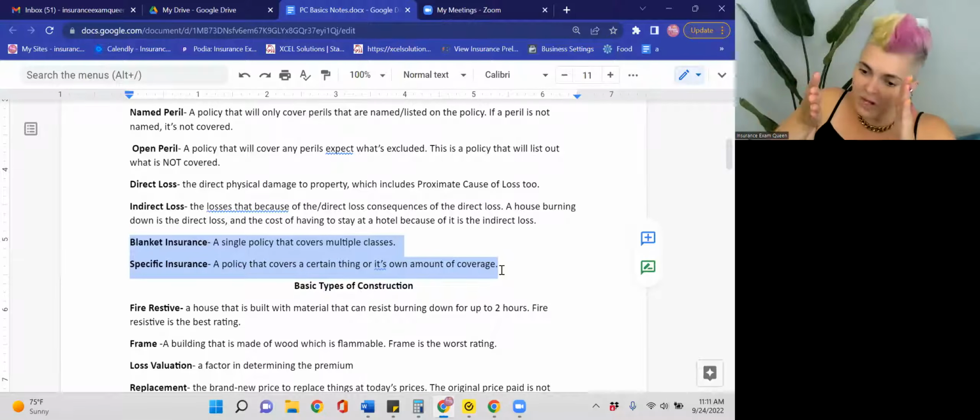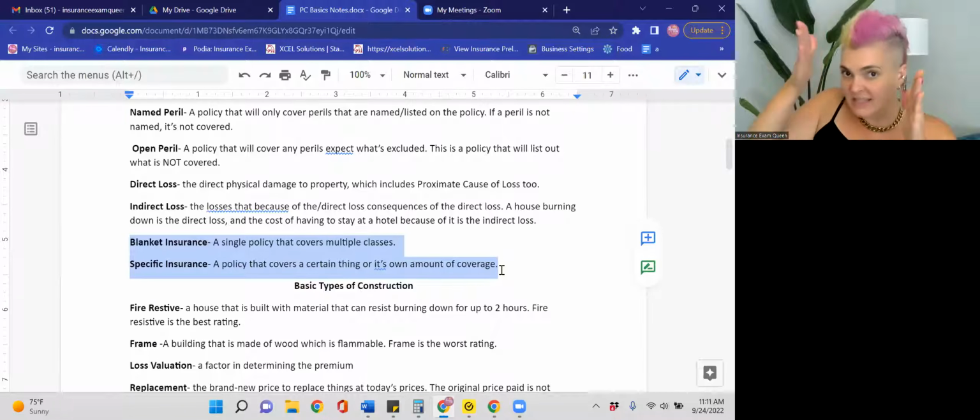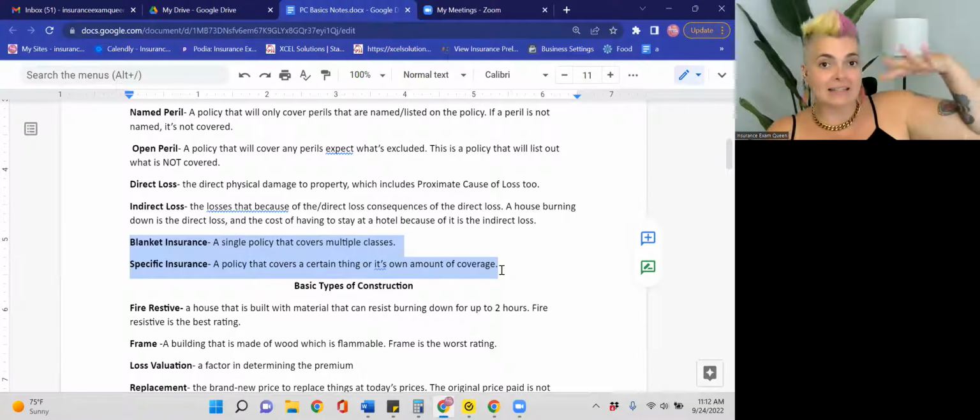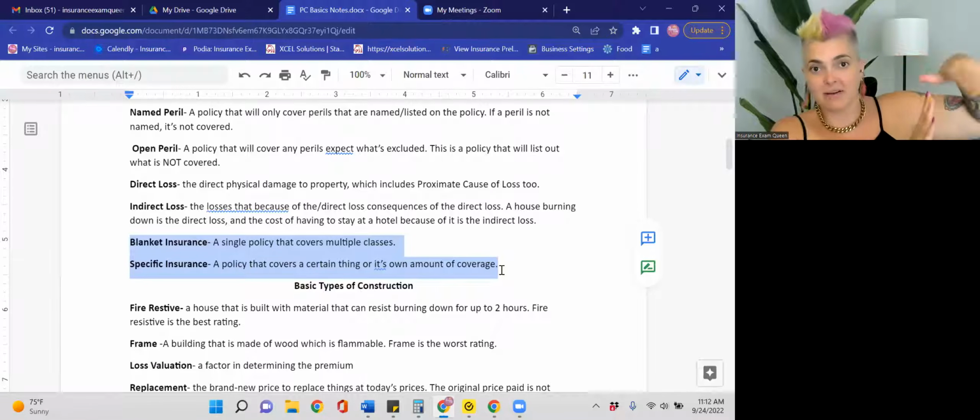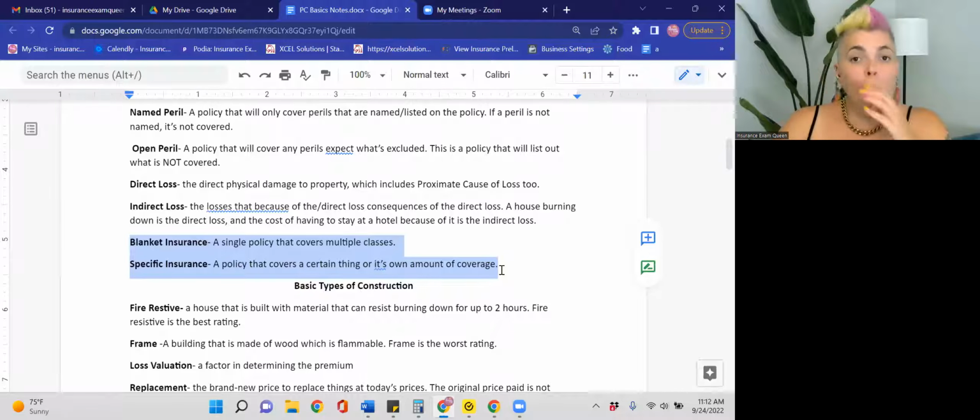Specific says this one thing gets this amount of money, this one thing gets this amount of money, and this one thing gets this amount of money. It's separate and specific. Each thing gets its own amount of money when it's specific. Blanket says anything under the blanket is covered. Anything under the blanket is covered up to that amount of money. What you need to remember for blanket is exactly what I have typed up here.